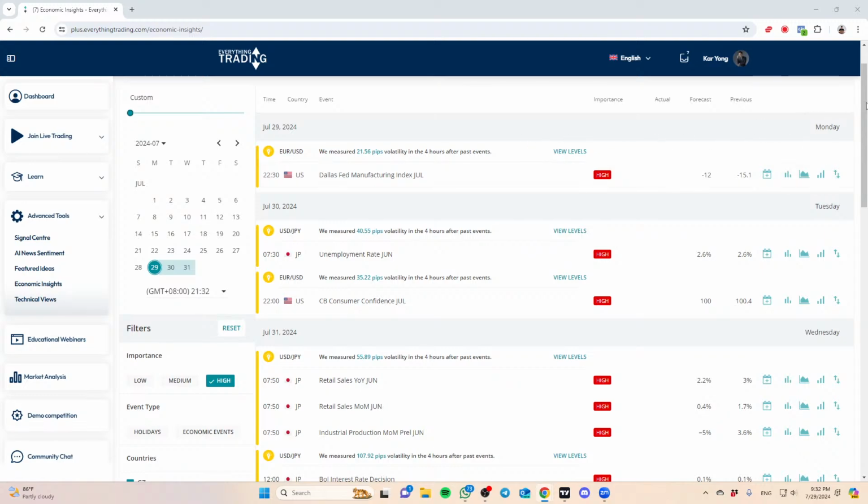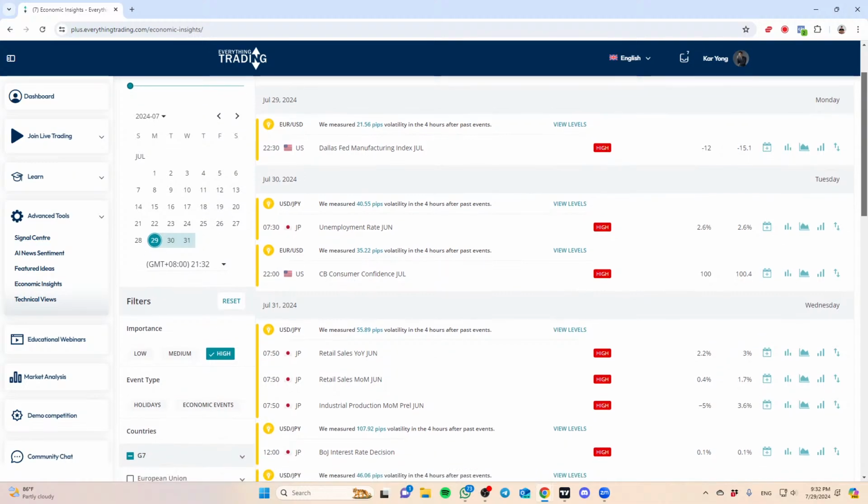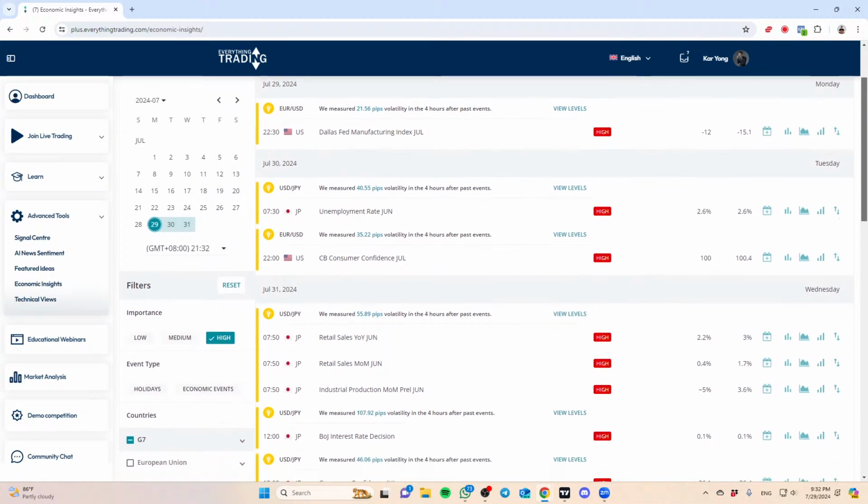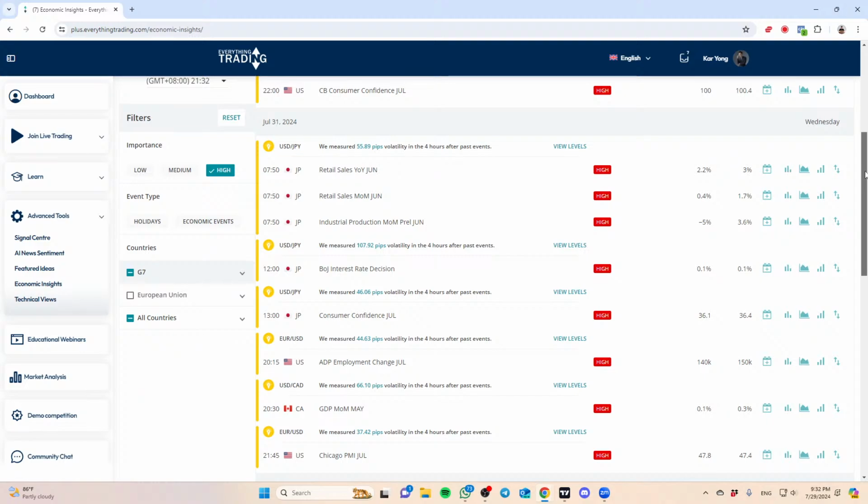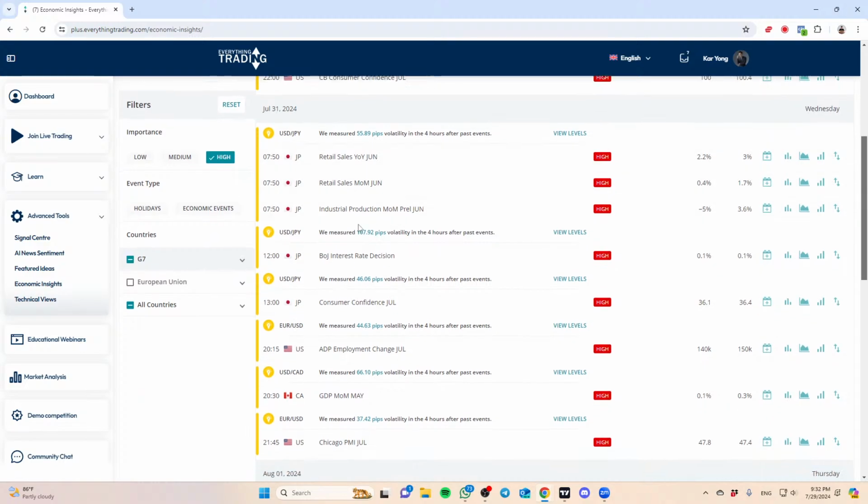This week, if you really scan through the economic data, we do have a couple of important news coming in on Wednesday. We have the Bank of Japan rate statement, that's definitely going to be important.